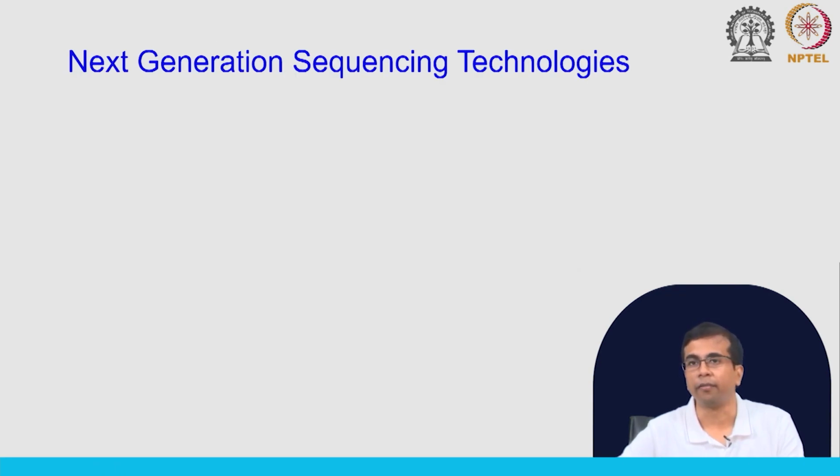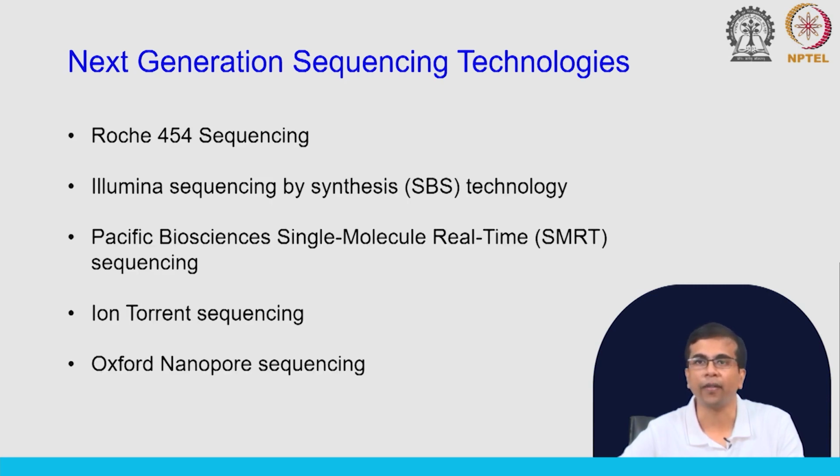There are several next generation sequencing technologies available, and these are some of them. The first one is Roche 454 sequencing, then we have Illumina sequencing by synthesis technology, single molecule real time sequencing from Pacific Biosciences, Ion Torrent sequencing, and finally, Oxford Nanopore sequencing. This Roche 454 sequencing is currently not available. So, if you want to do high throughput sequencing, you cannot use the 454 platform, you will have to use any of these other 4 which are available today.